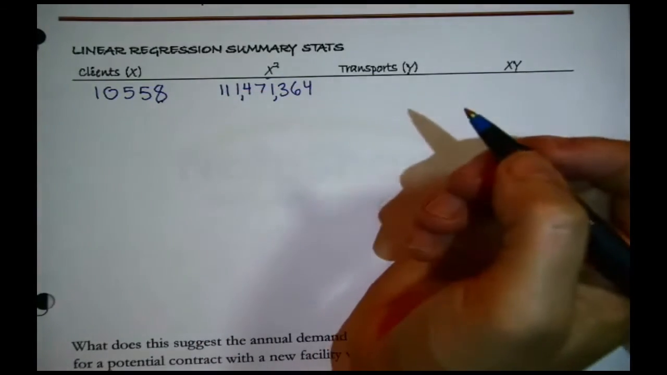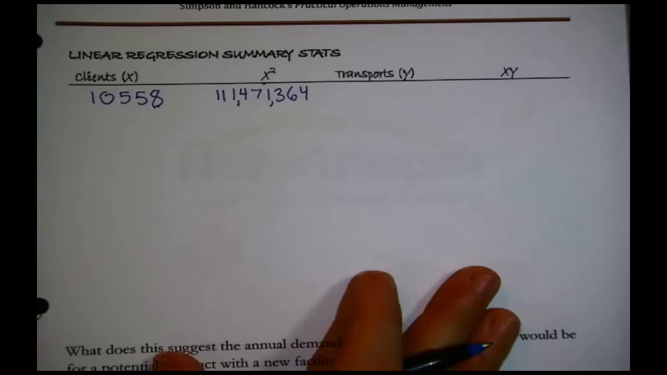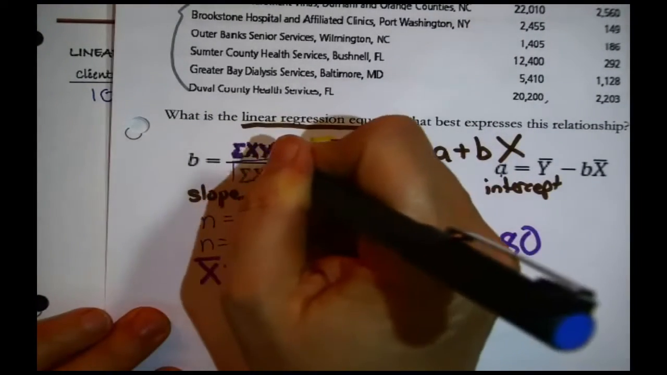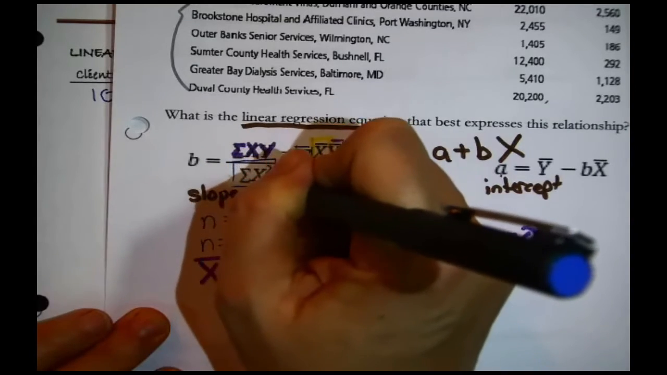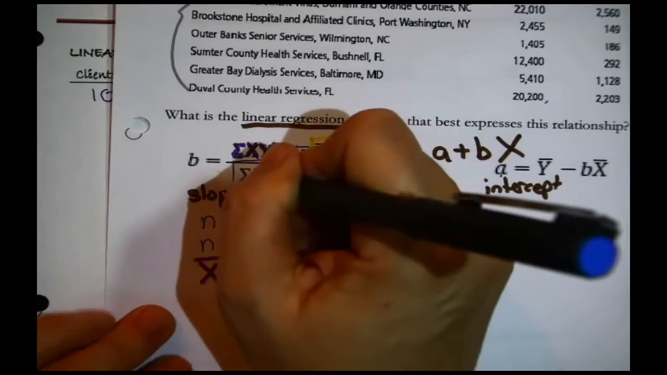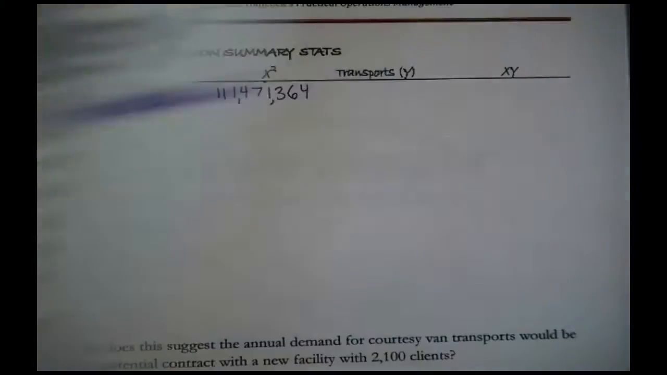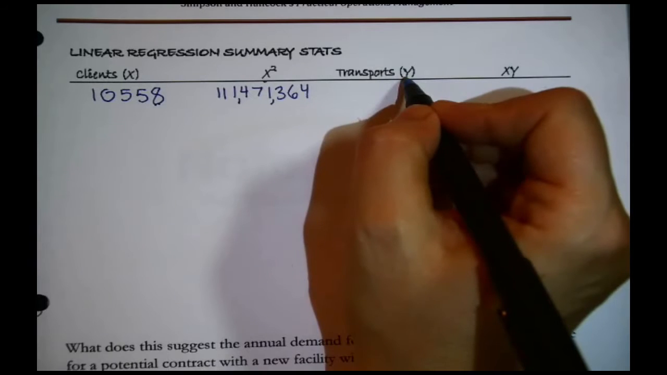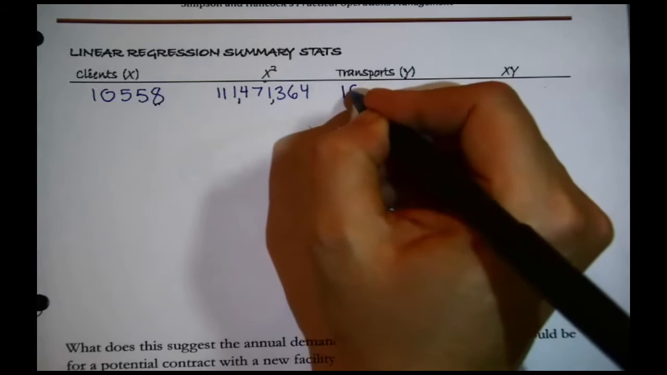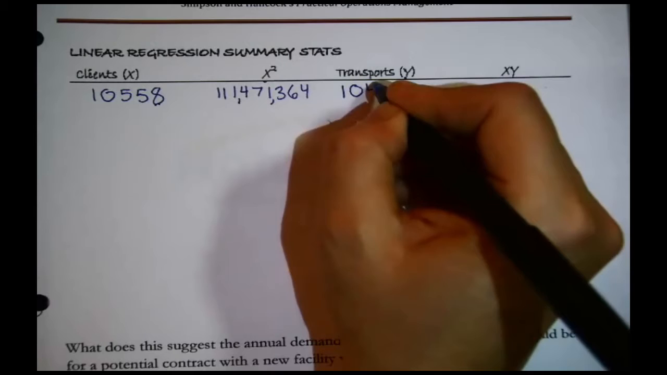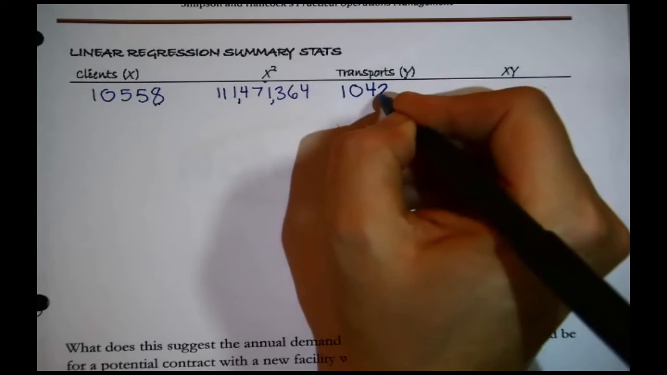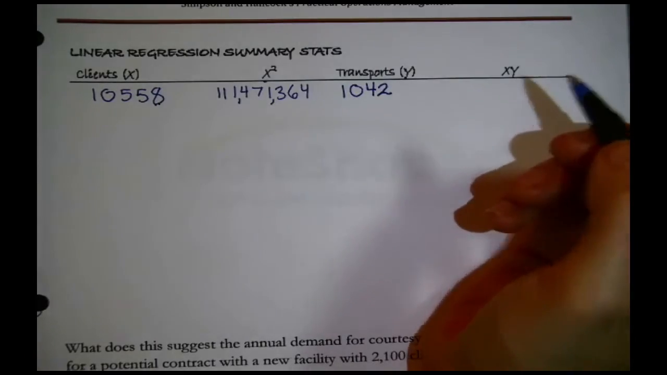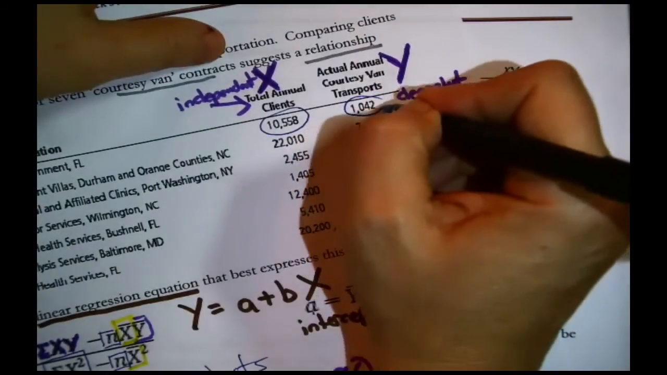Okay, why did I just do that? Because another puzzle piece I need right here is the sum of X squared, meaning that I need to do that for every X in my data and then add them all up. Anyway, I just did it for one. Oh, now it says transports here. That first contract, I am just copying the data. They provided 1,042 transports. That's right there.